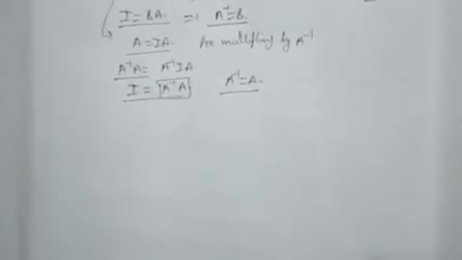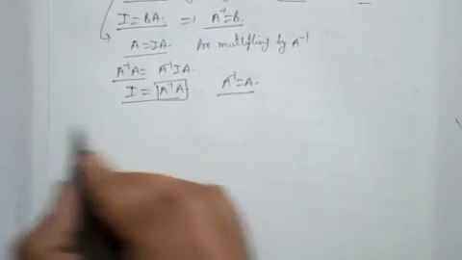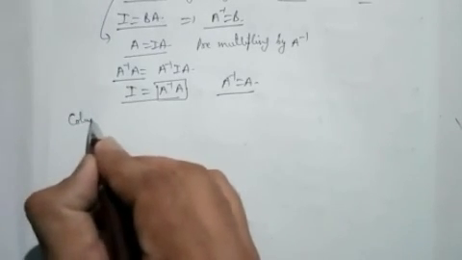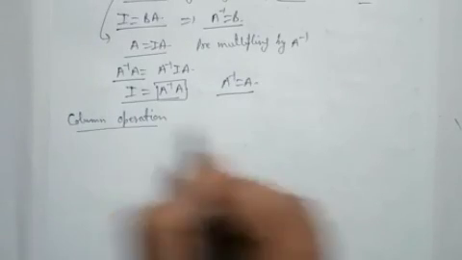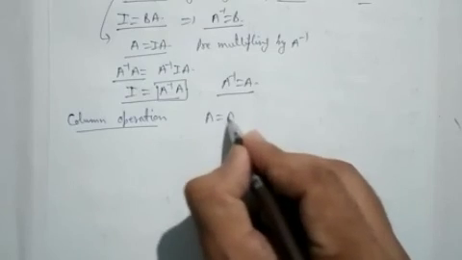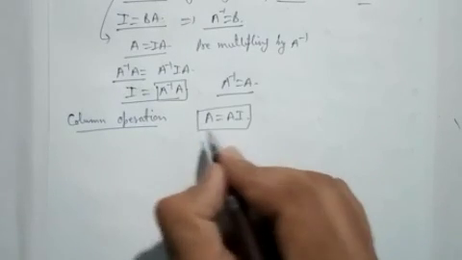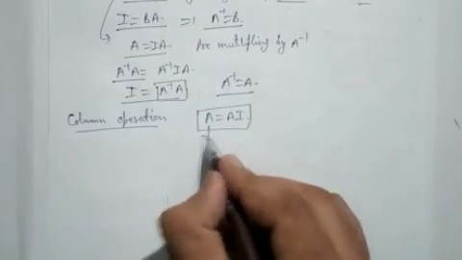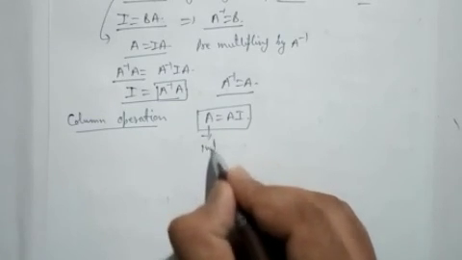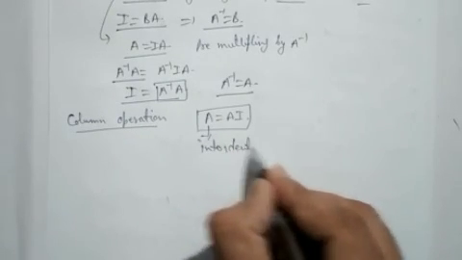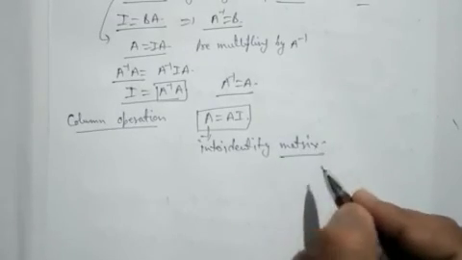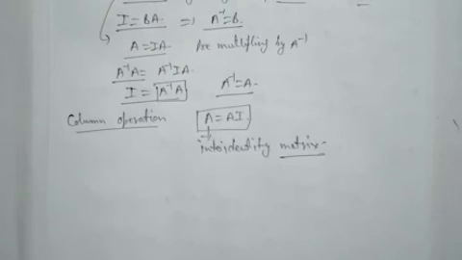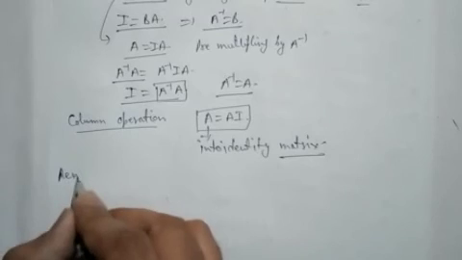Clear? Similarly, if we use column operation, then we can write A equals to AI. And we have to change the A matrix into the identity matrix, then in the required result one is the inverse of the other. Clear? Remarks.